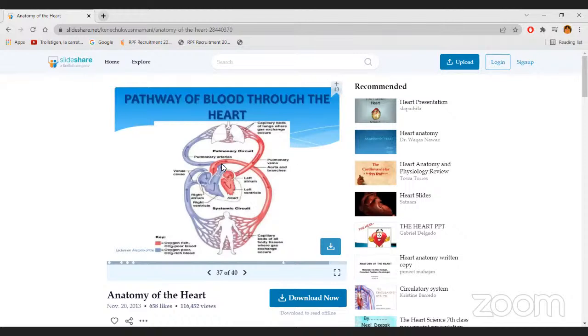So this is the complete picture. The red color is the oxygen-rich blood. This is oxygen-poor blood and carbon dioxide rich here. This is the path of the blood through the heart.